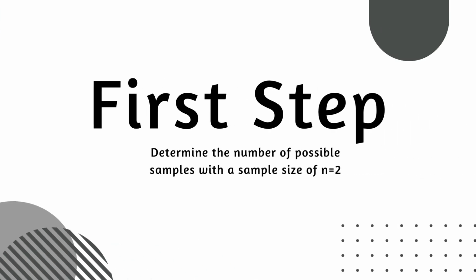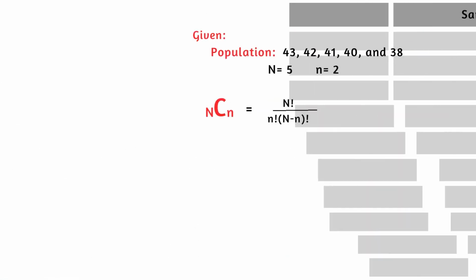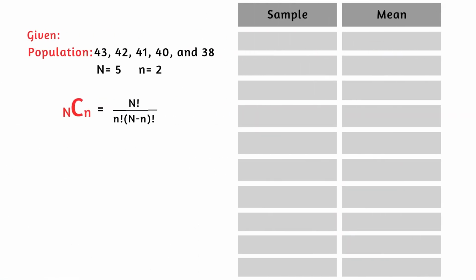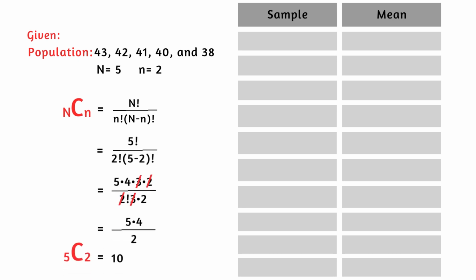The first step is to determine the number of possible samples of size 2, or n equals 2. We can determine it by using the combination formula, which is NCn, where the big letter N is the population, which is the total number of the family, and small letter n is the sample size, which is the number of shoes that is to be given by Marco's father. So we have 5C2, or 5 combination 2, equals 10. Therefore, there are 10 possible samples of size 2 that can be drawn.